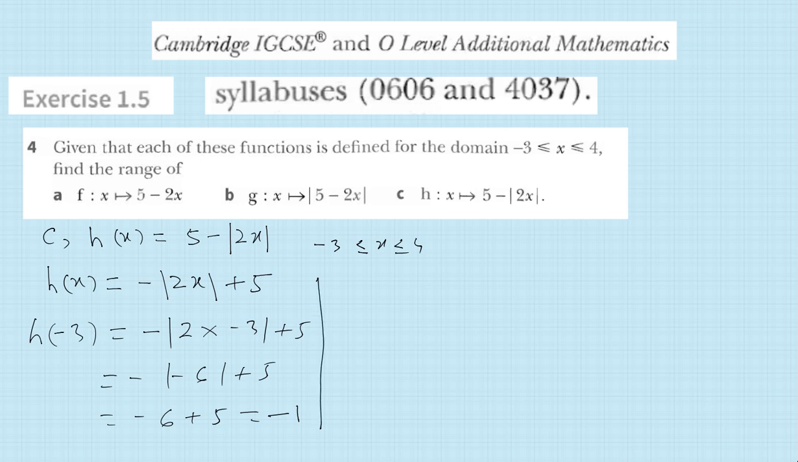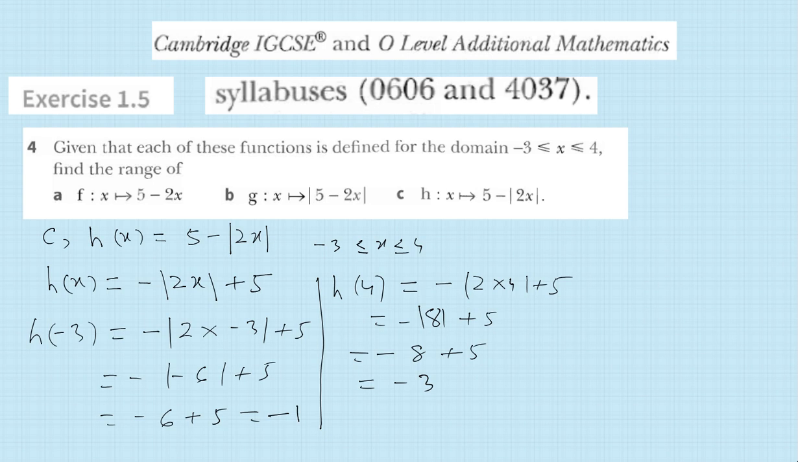Now find the other value by putting the highest value. h of 4 is minus 2 into 4 plus 5, 2 4s are 8, plus 5, absolute value of 8 is 8. So minus 8 plus 5 is minus 3. Minus 3. So this is the smallest value.